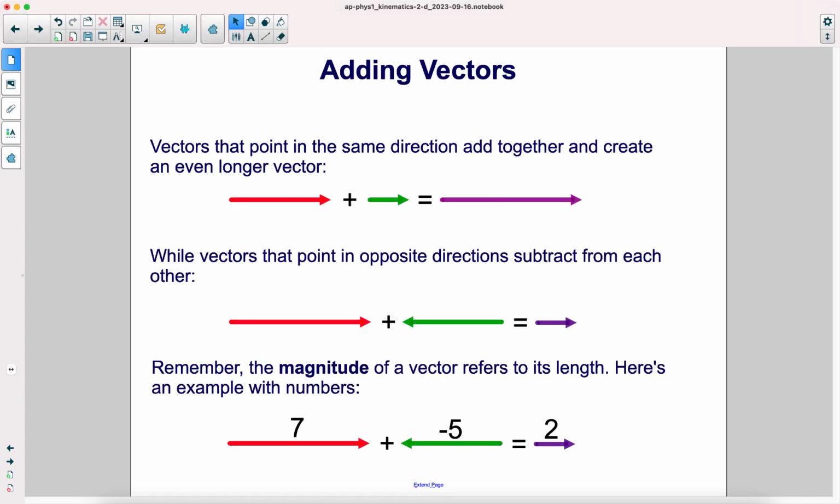Vectors that point in the same direction add together and create an even longer vector, while vectors that point in opposite directions subtract from each other. Remember, the magnitude of a vector refers to its length. Here's an example with numbers. 7 minus 5 is 2.